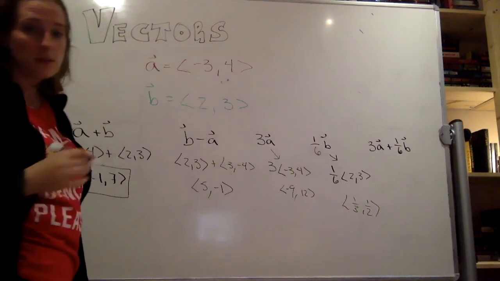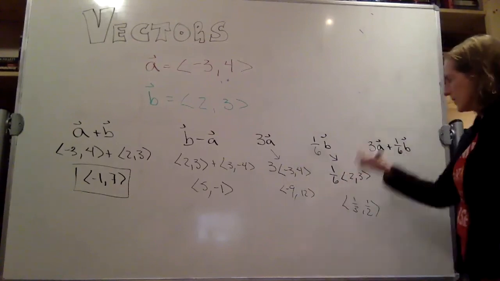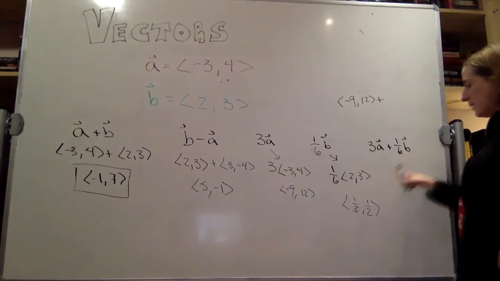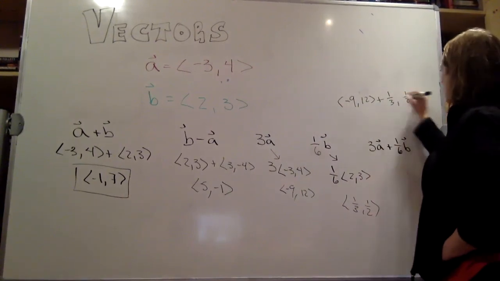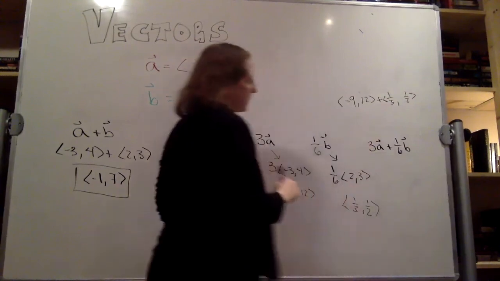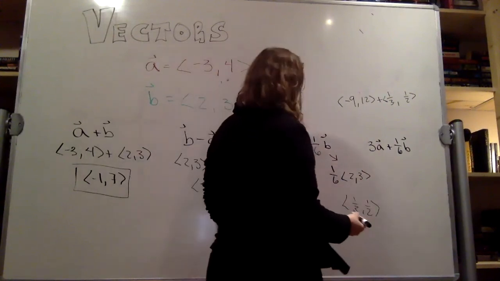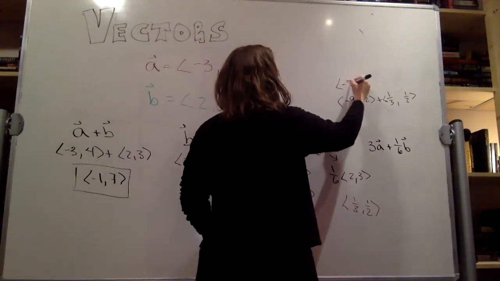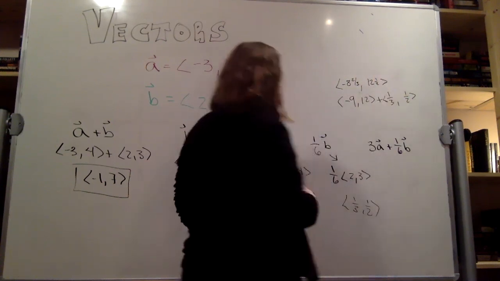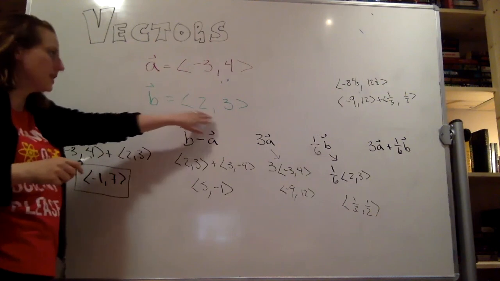Okay. Now last, we want to do 3A plus 1/6 B. Well, luckily, we've already computed 3A. 3A is negative 9, 12. We're going to add that to 1/6 B, which we've also computed, 1/3, 1/2. Adding these together component-wise, negative 9 plus 1/3, well, that'll be negative 8 and 2/3. 12 plus 1/2, well, that'll be 12 and a half. Okay, all right, so adding things component-wise, when we have our components in nice horizontal and vertical.